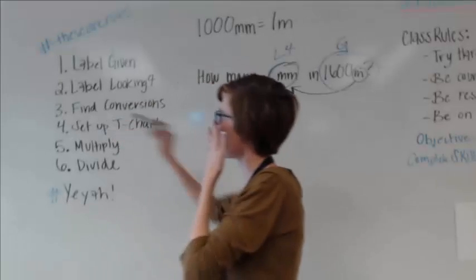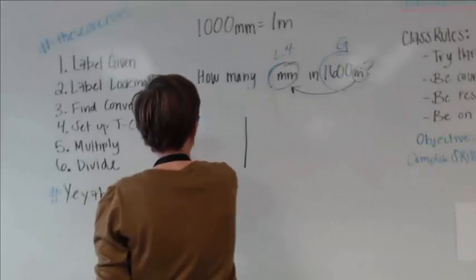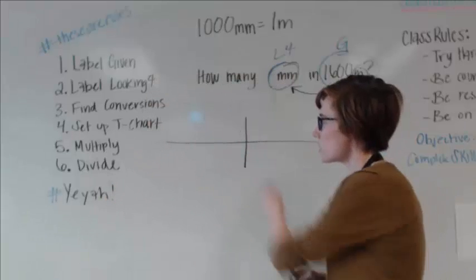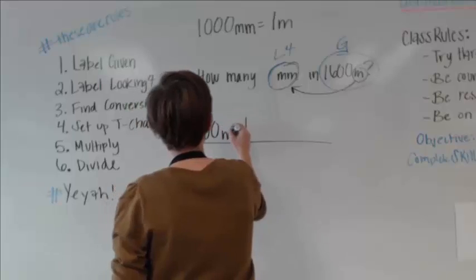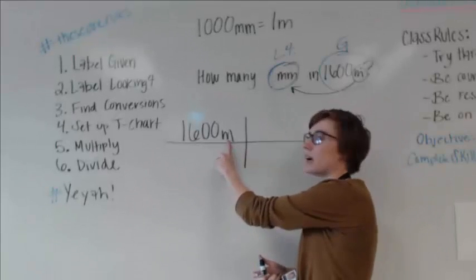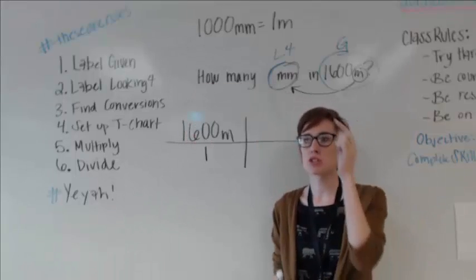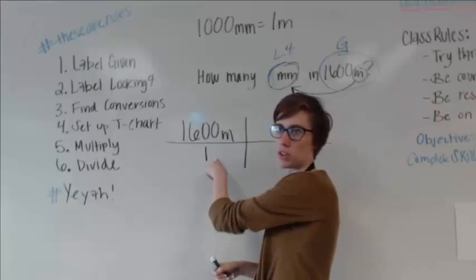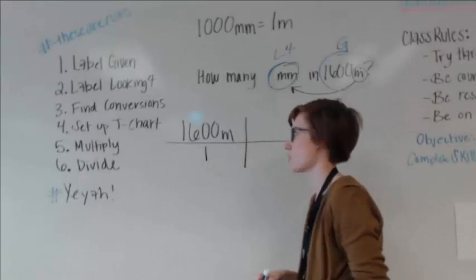We found our conversion. Check, check, check. Fourth is to set up a T-chart. What is a T-chart? Well, it looks like a really long T. The very top left corner of the T, you always place your given. So 1,600 meters goes here. If I only have a single unit in my given, then underneath here is always going to be 1. Unless I have something like meters per second, in which case second would go on the bottom. But if it's just 1 unit, you always put 1 on the bottom.